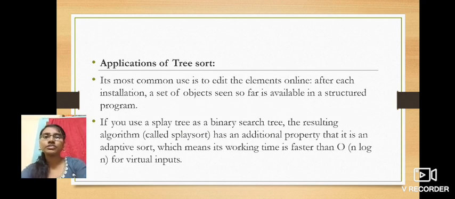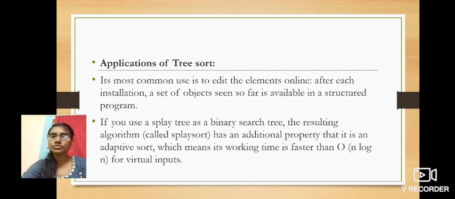Applications of tree sort. Its most common use is to sort the elements online. After each insertion, the set of items seen so far is available in a sorted structure. If you use a splay tree as the binary search tree, the resulting algorithm, called splaysort, has an additional property, that it is an adaptive sort, which means its running time is faster than O(n log n) for nearly sorted inputs.